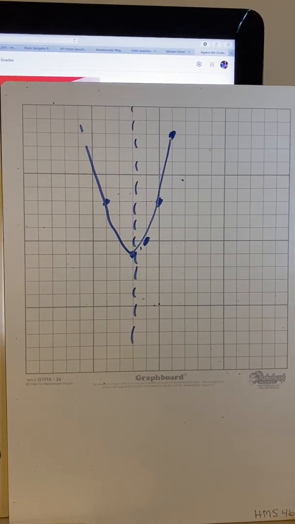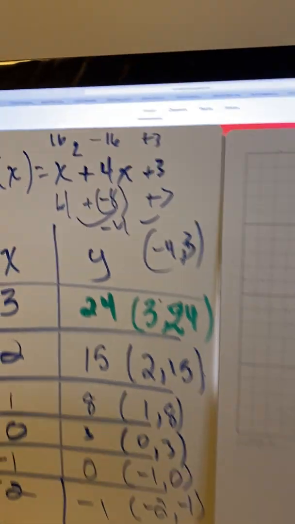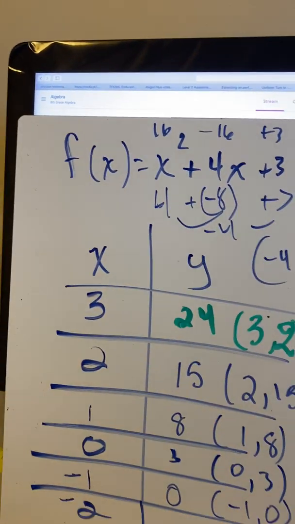There's a simpler way to find all of these things. We're going to use this formula. f of x is equal to x squared plus 4x plus 3.